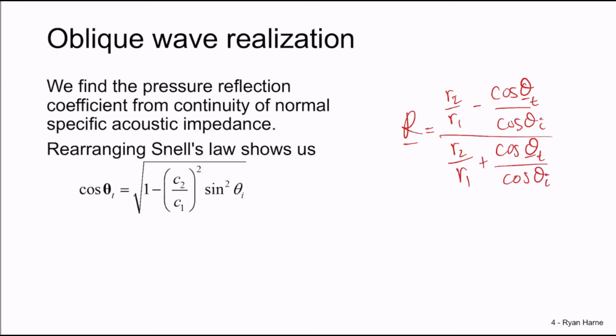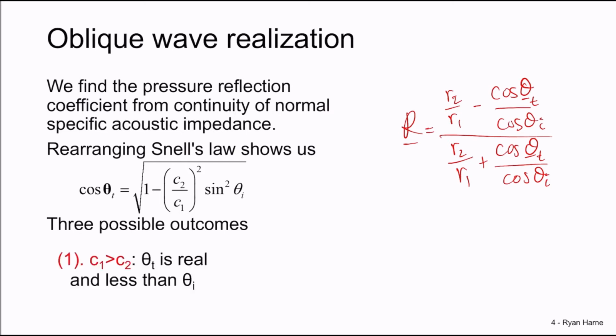Now, by rearranging Snell's law and considering this complex pressure reflection coefficient, there are three possible outcomes that can occur. Snell's law states that the cosine of the complex transmitted angle is equal to the square root of 1 minus c2 on c1 squared multiplied by sine squared of the incident angle theta I. This square root could go imaginary based on two things, theta I and the ratio c2 on c1.